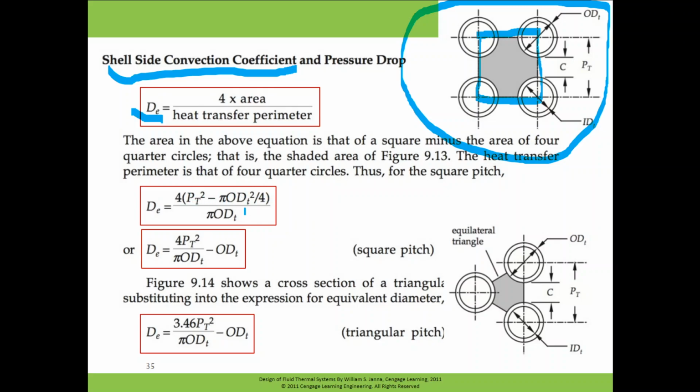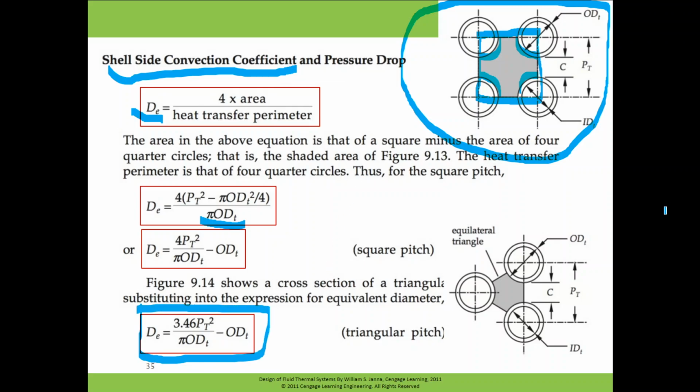Okay, and then there is the heat transfer perimeter. So what is the heat transfer perimeter? The heat transfer perimeter is the outer surface perimeter of the tube, which is here and here and here. So the quarter perimeter here, quarter perimeter here. So 4 quarters means one circle perimeter, and this is the perimeter. So this is how we calculate the D equivalent for the shell side of the shell and tube heat exchanger. So that is for a square tube distribution. If it is a triangular tube distribution, then the same can be achieved, and which is this expression.